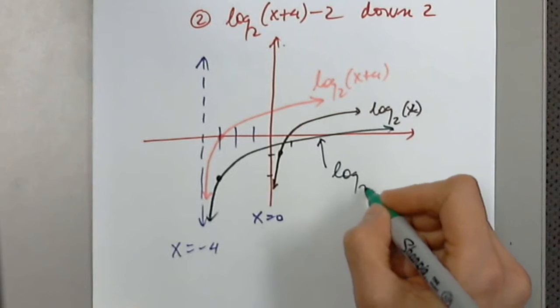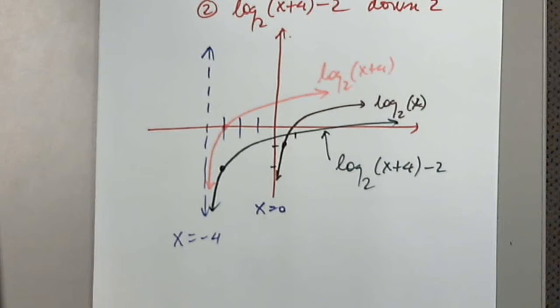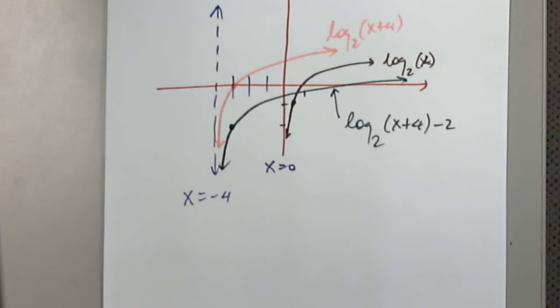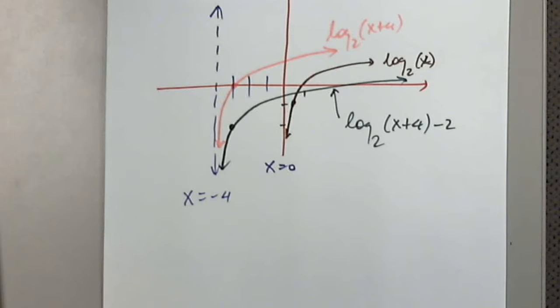So this is log base 2 of x plus 4 minus 2. I'll go back and make the necessary changes because the problem is asking me to find the x and y intercepts. We'll figure it out and come back and make the adjustments.